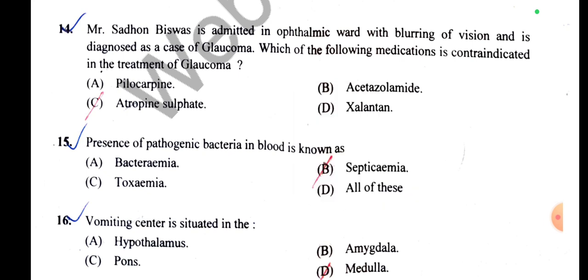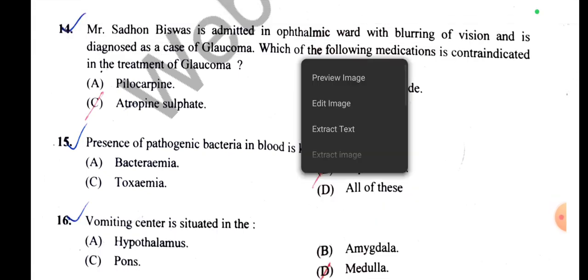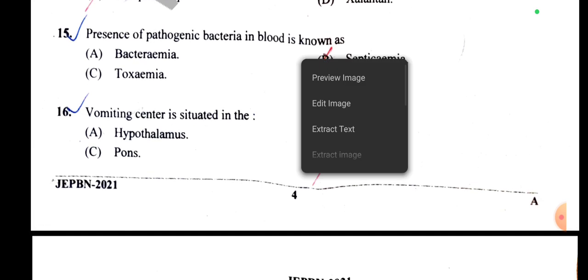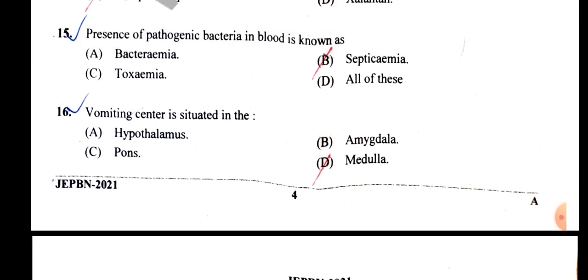Next, presence of pathogenic bacteria in blood is known as. The answer is septicemia. Presence of pathogenic bacteria in blood is septicemia.